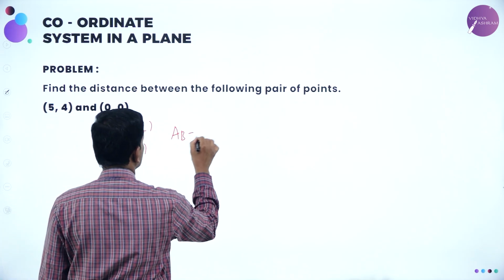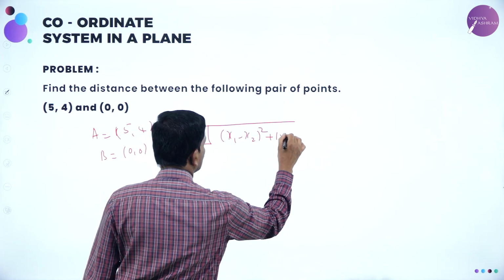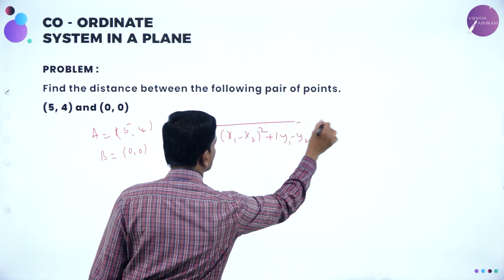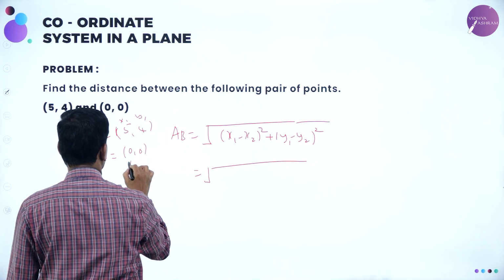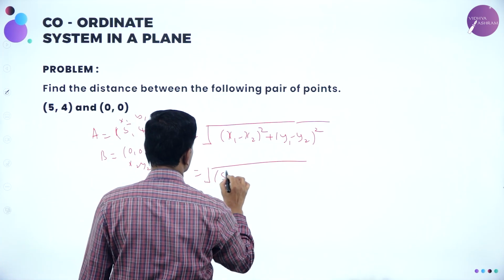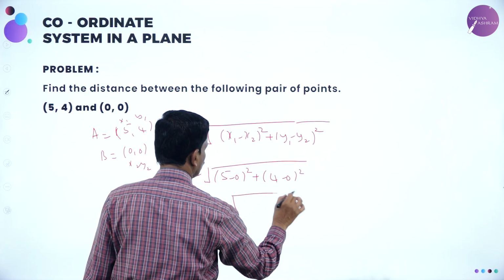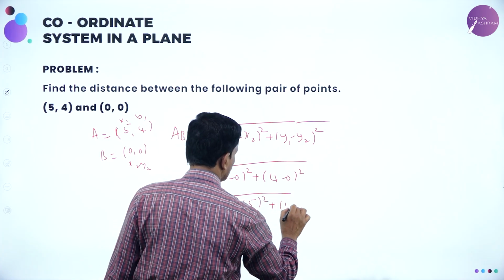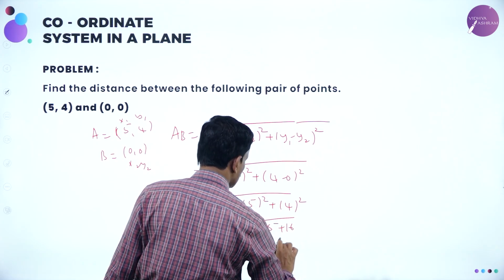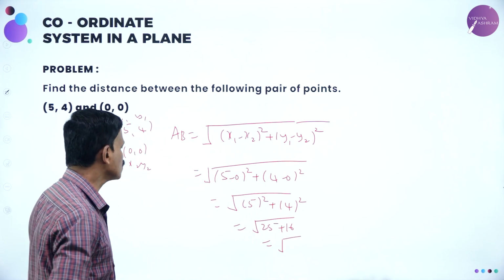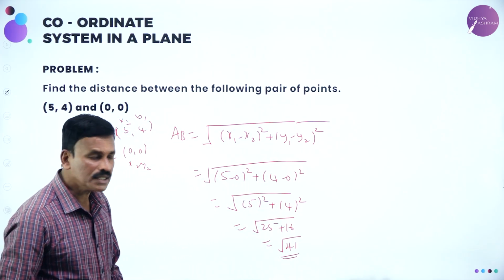We know the distance AB is equal to root of x1 minus x2 whole square plus y1 minus y2 whole square. Here this is x1, y1 and x2, y2. So it is root of 5 minus 0 whole square plus 4 minus 0 whole square. That is equal to 5 minus 0 is 5, square; 4 minus 0 whole square is 4 square. 5 square is 25 plus 4 square is 16. That's equal to 25 plus 16 is equal to root 41 units.